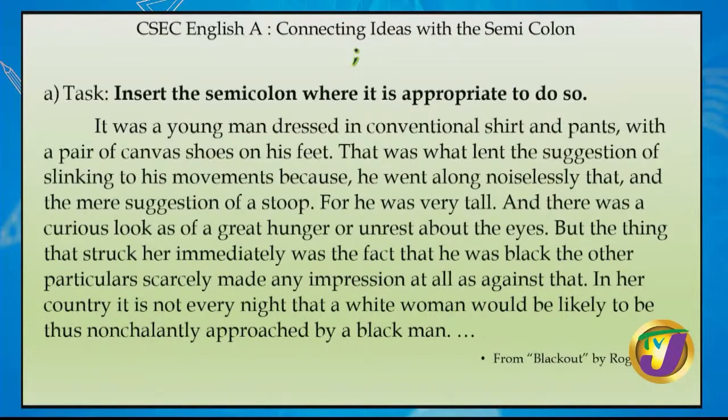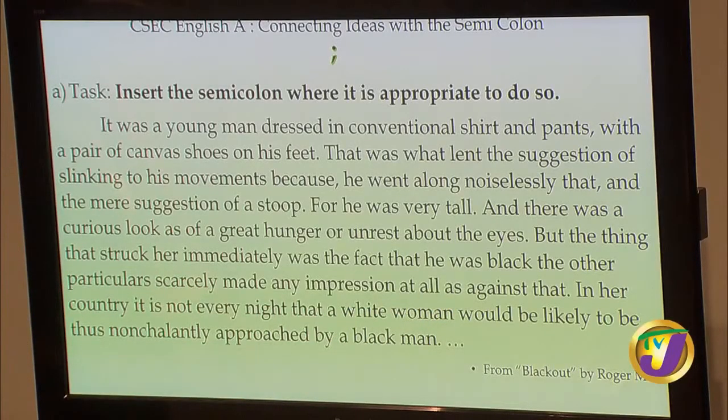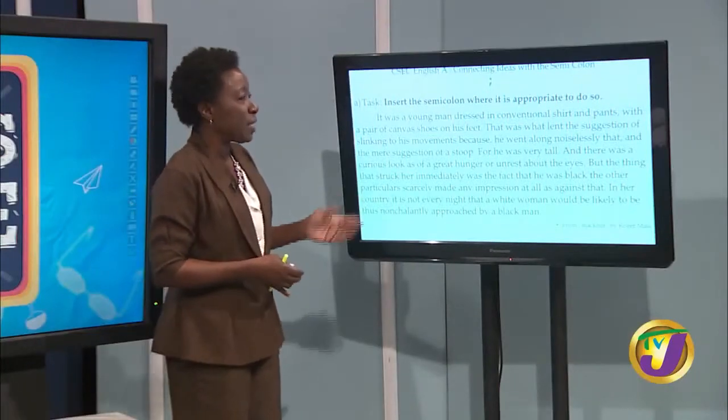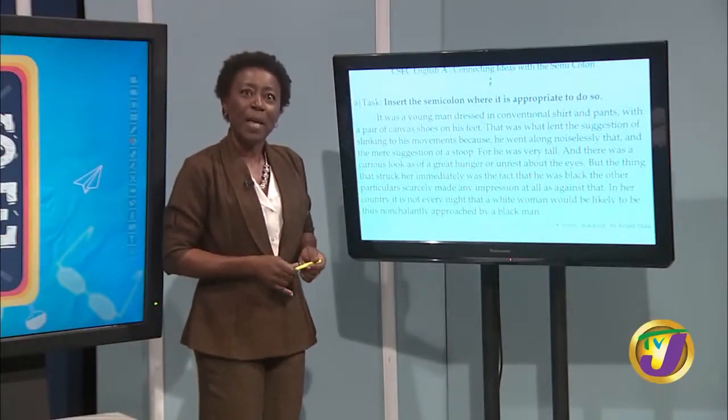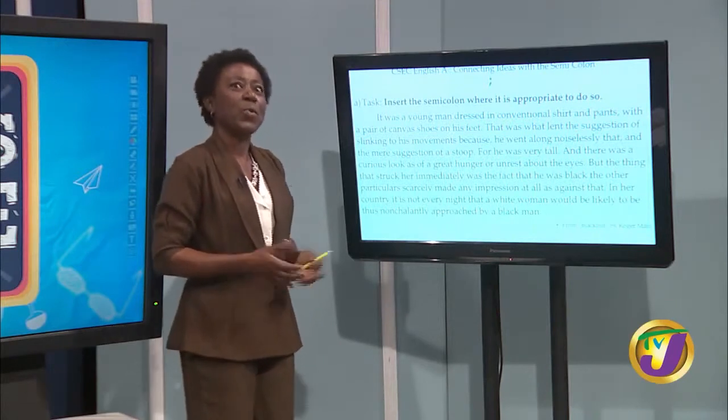But the thing that struck her immediately was the fact that he was black. The other particulars scarcely made any impression at all as against that. In her country, it is not every night that a white woman would be likely to be thus nonchalantly approached by a black man. All right, so you get the overtones of race and that kind of thing. We know that it's in a foreign situation and a contrast is being made. So we get the message.